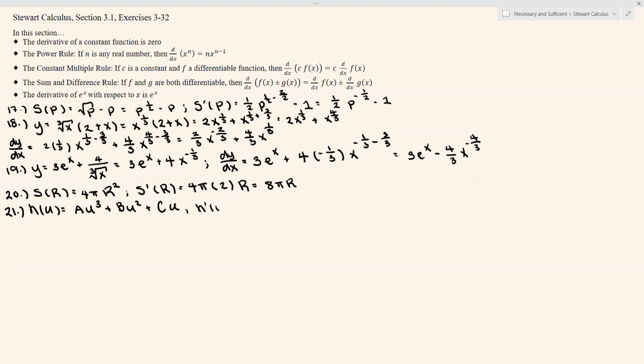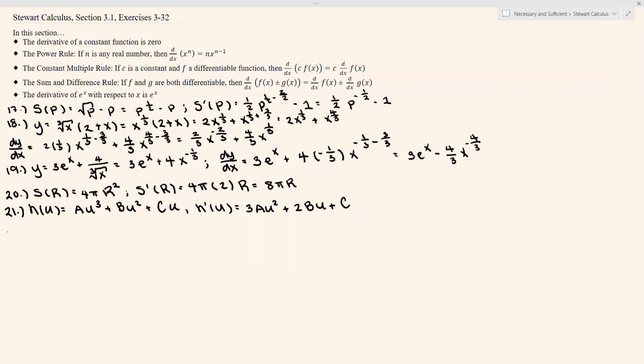So h prime of u is equal to a times 3, so 3a u squared plus 2b u plus the derivative of u goes to 1, so this just becomes c.